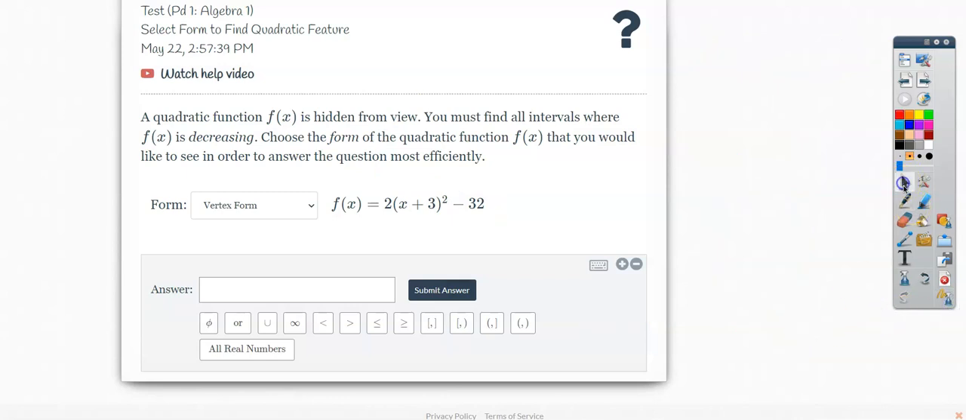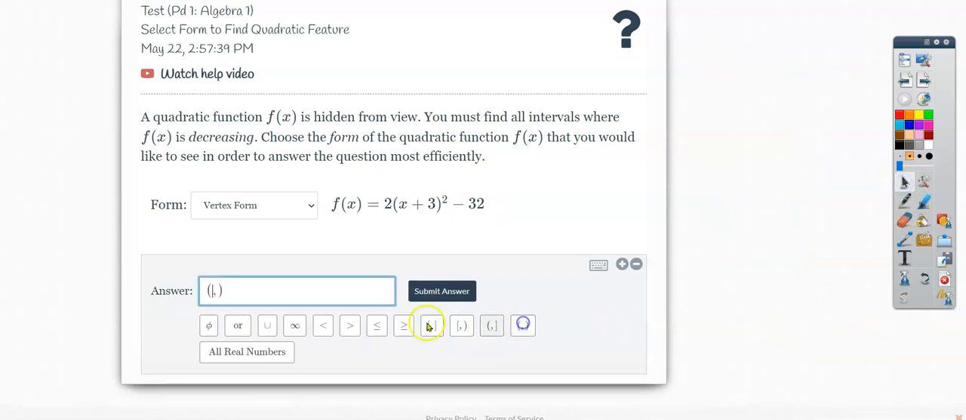So I'm going to type that in using interval notation. From negative infinity, use this button here, then arrow over to negative 3. Once I hit negative 3, I change directions.